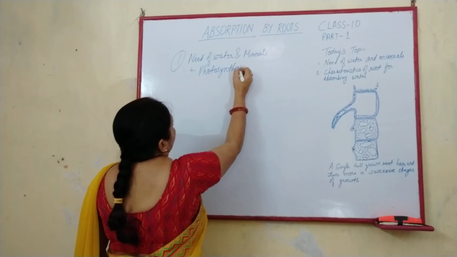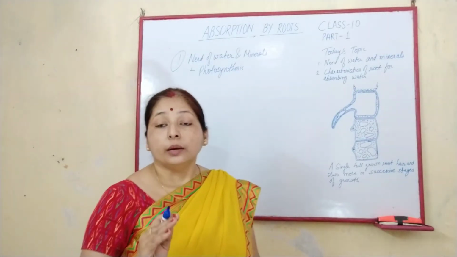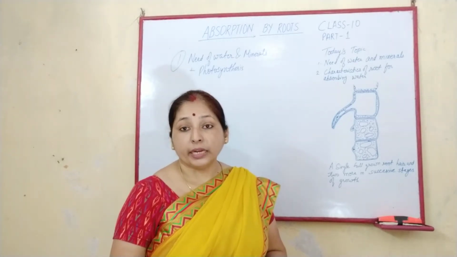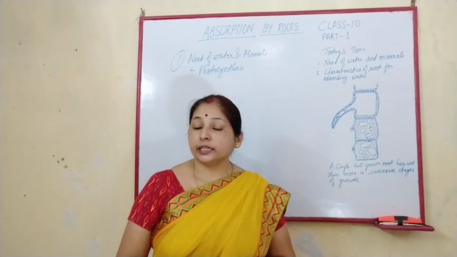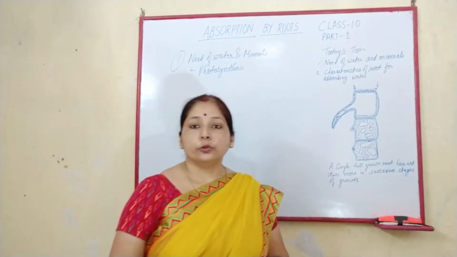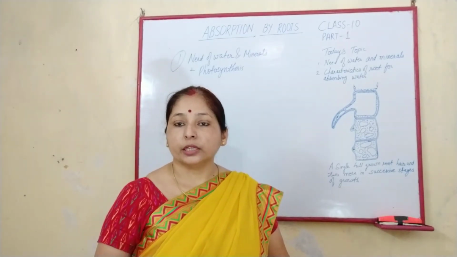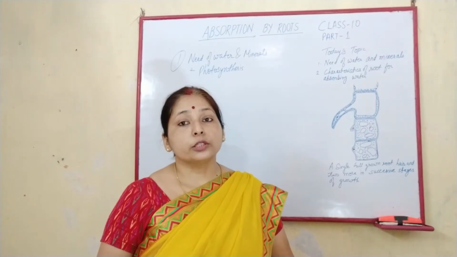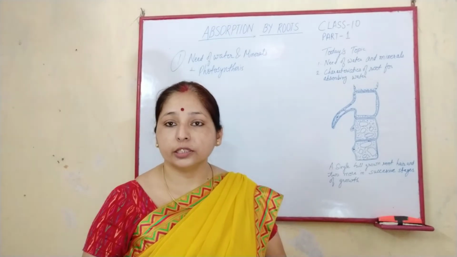I hope all of you know the definition of photosynthesis. Photosynthesis is a process by which green plants prepare their own food by utilizing carbon dioxide and water in the presence of sunlight and chlorophyll to prepare glucose as a main product and oxygen as a byproduct. Sunlight is necessary for the process to take place, and chlorophyll is the catalyst for this process.